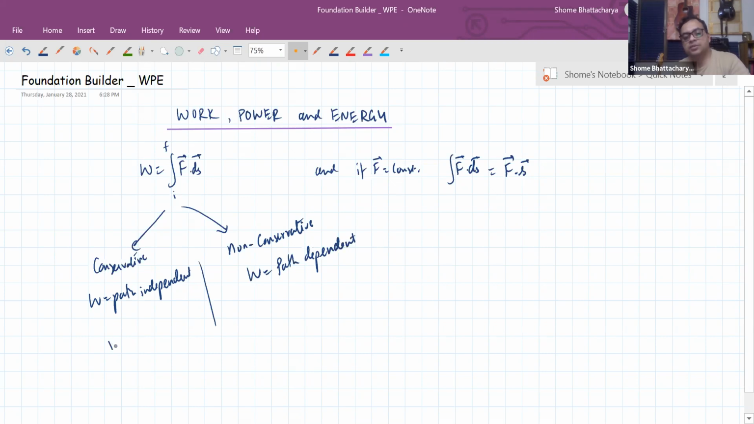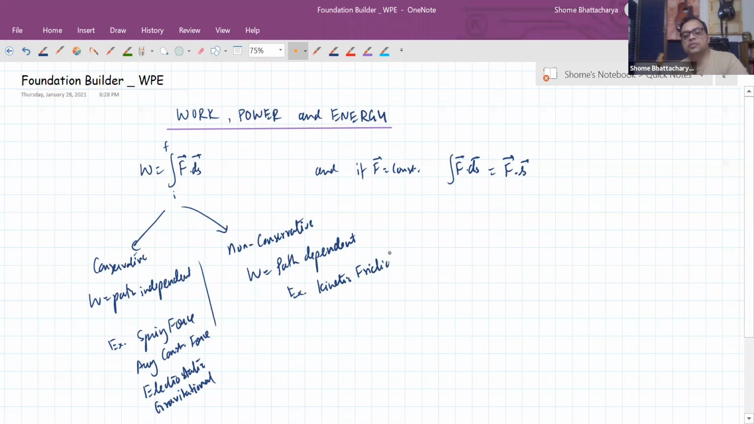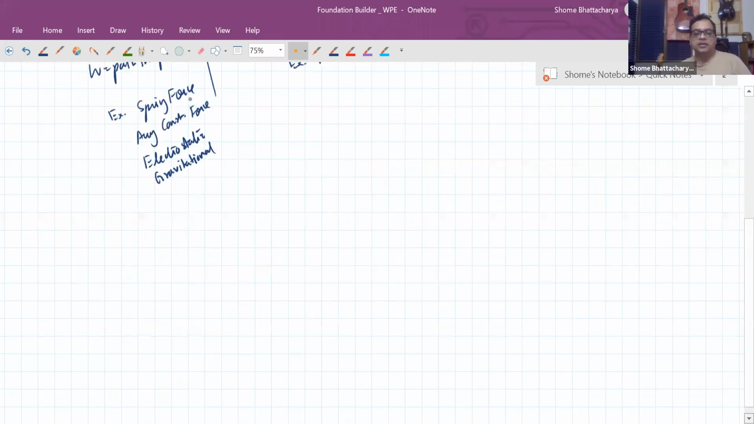We saw as examples of this, there was spring force, any constant force, electrostatic force, which we'll be studying later in 12th, and gravitational force. These are all examples of conservative forces, whereas kinetic friction is the most common example of a non-conservative force. Moving on from this, we saw the relationship between potential energy of a system and conservative force.